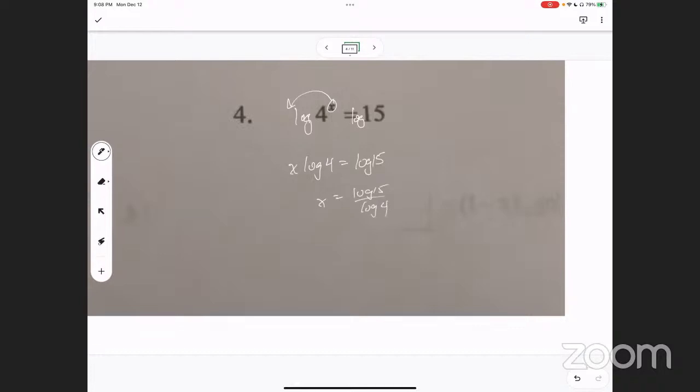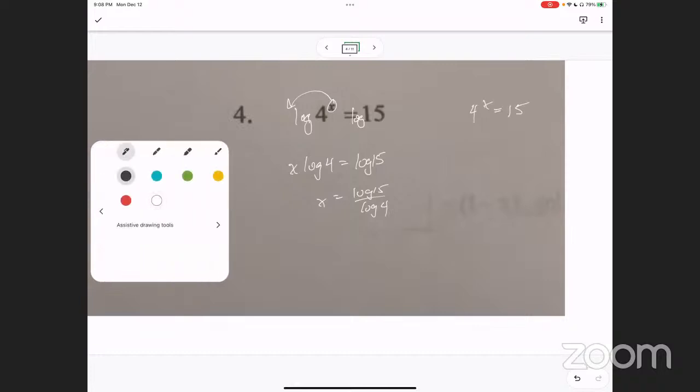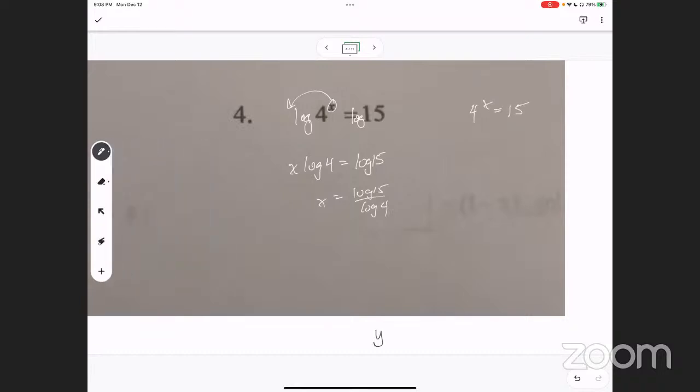Now, the other way you could do this problem, let me show you a different way, is you could use the equivalence. Do you remember the equivalence? Log base b of x equals y is the same thing as b to the y equals x. So you can go in either direction with this.